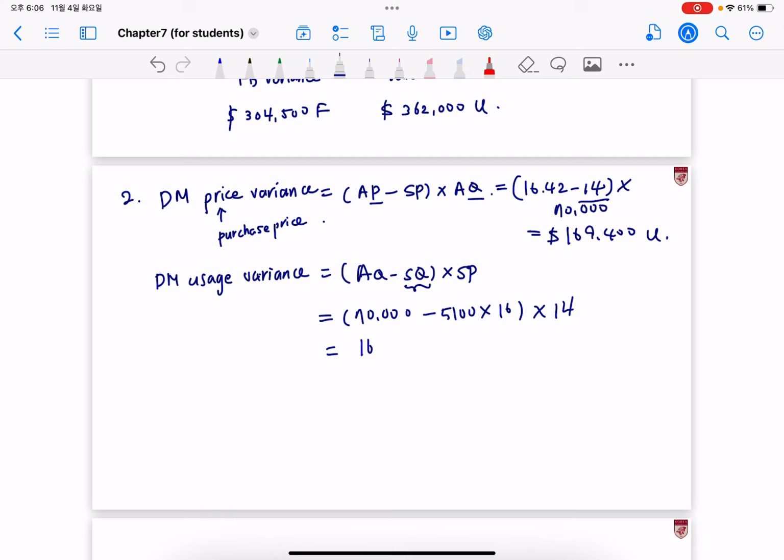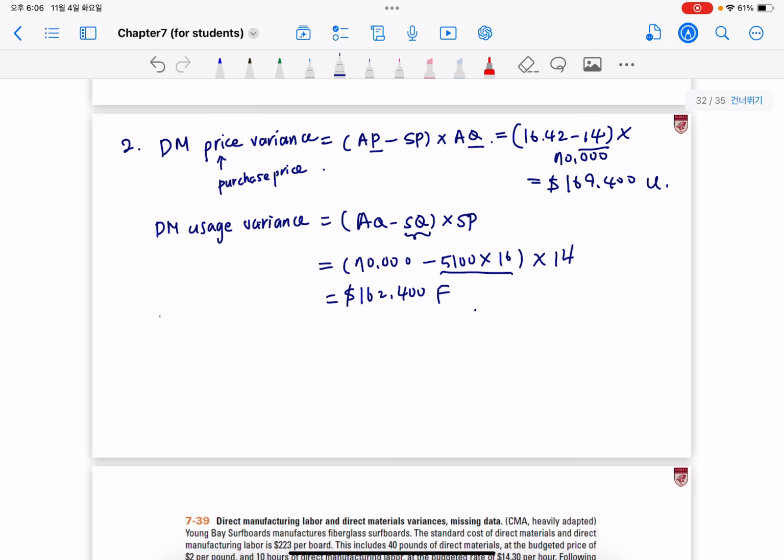So we have $162,400. And since the usage is actually less than what they should have used for the actual output Q, this is favorable. Now let us do the same for DL price and DL usage.